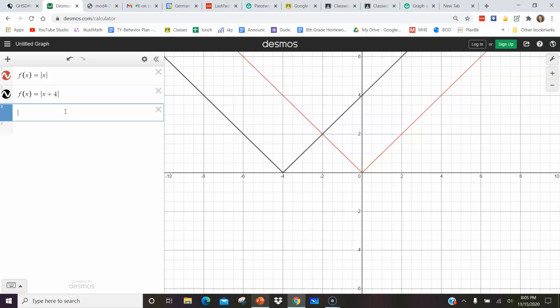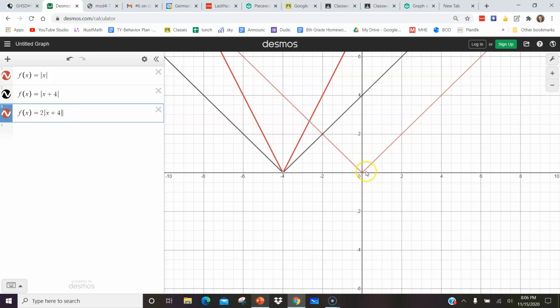Okay, now let's talk about vertical stretches. What if I took this guy and said, you know what, guy, I'm going to take you and I'm going to double you. Double as in 2 times the absolute value of x plus 4. What do you think is going to happen to him? You would be correct if you thought he's going to get narrower.